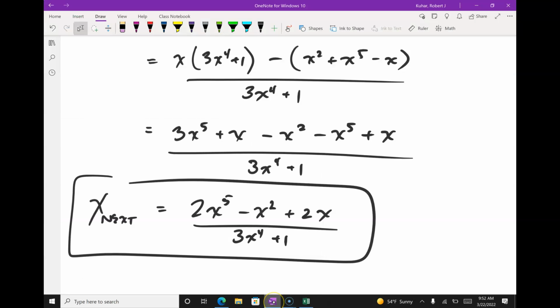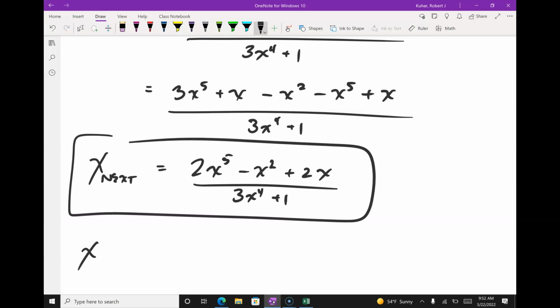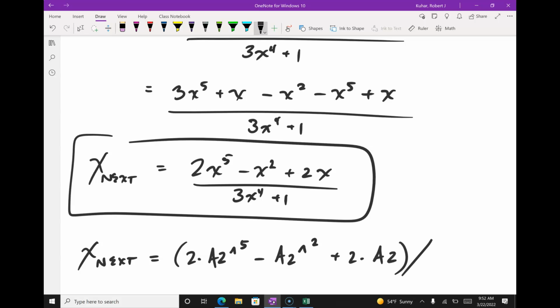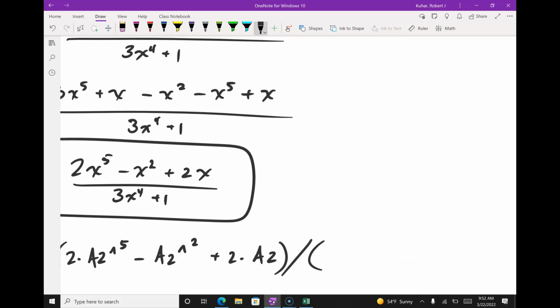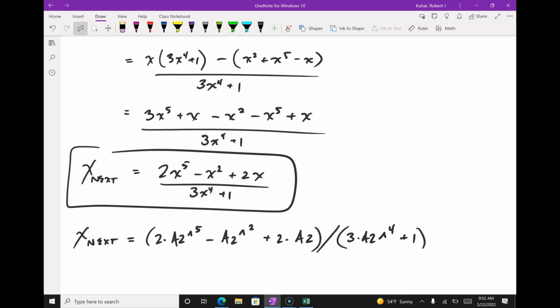So when I write this for Excel, I'm going to say x next equals 2 times A2 to the fifth minus A2 squared plus 2 times A2, all divided by parenthesis 3 times A2 to the fourth plus 1 close parenthesis. When I go into Excel, I'm referencing my guess cell from A2.